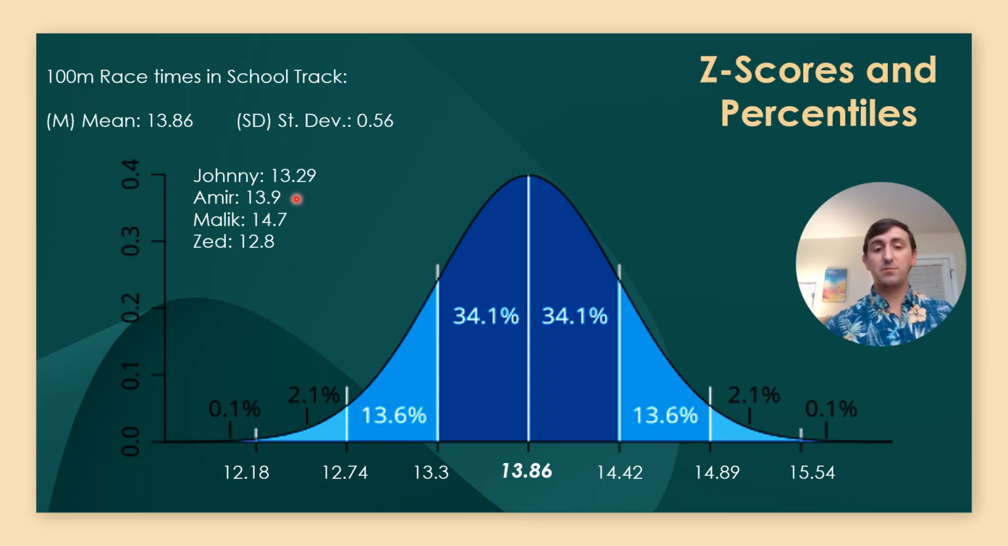Now let's look at Amir's score. Amir has a 13.9. And let's look at our mean, 13.86. Well, he's slower than that, so let's go down the line this way, 14.42. Well, he's faster than 14.42. So Amir is within this first standard deviation.